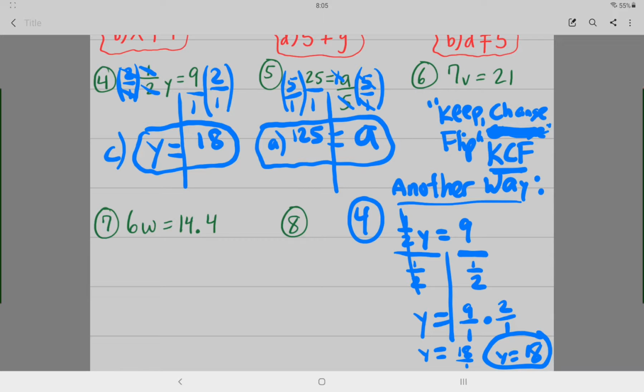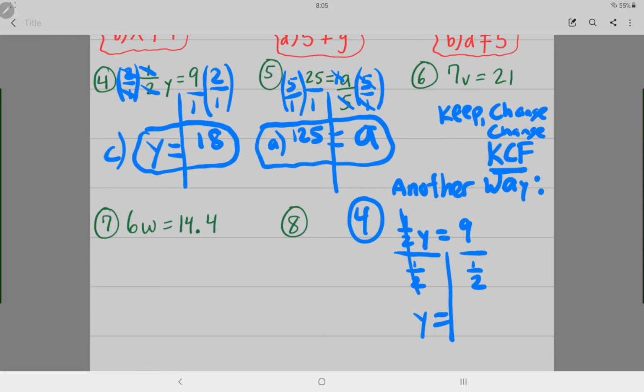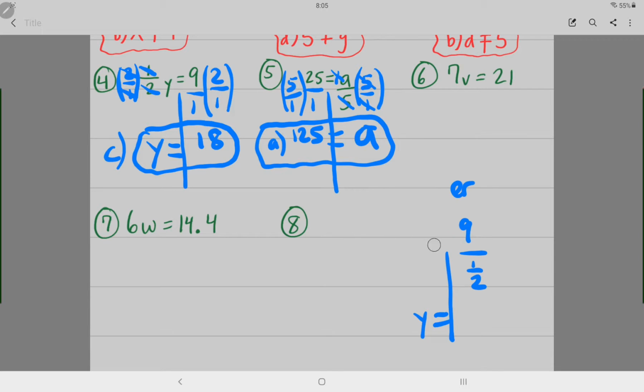Okay, so with that being said, I'm now going to erase number 4 since we've done it twice now. We're going to get back into number 6. So let me undo all of this one by one. And it's going away. One more second. All right. So number 6. Number 6 says 7v equals 21.